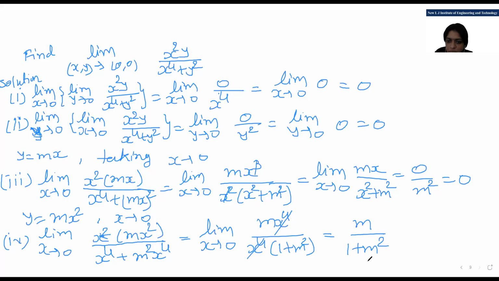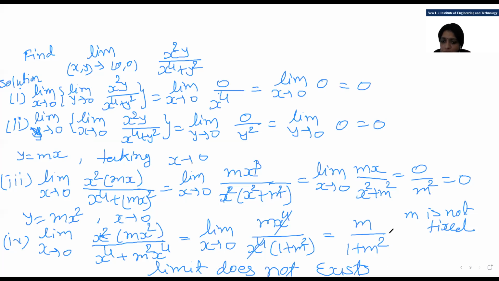Here again, m is not fixed. M is not fixed. It means limit does not exist. M is not fixed, right? Therefore, limit does not exist.